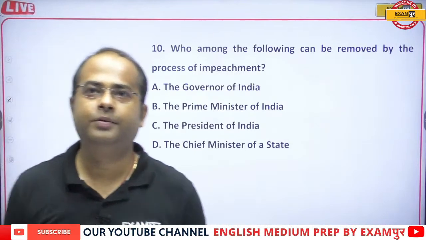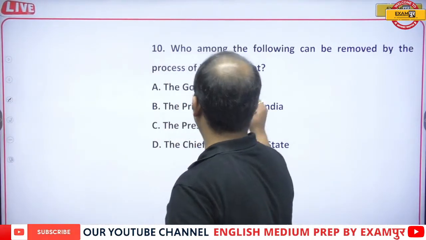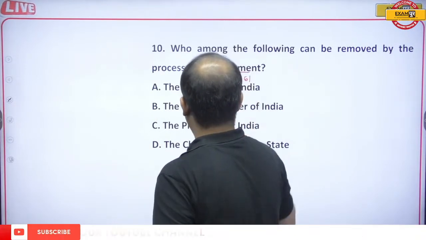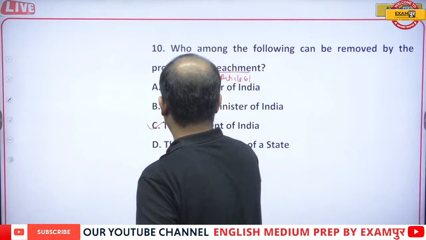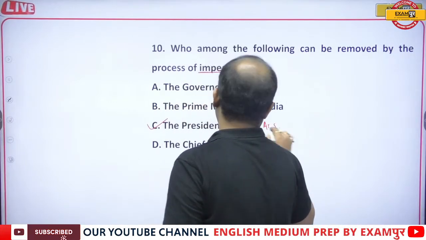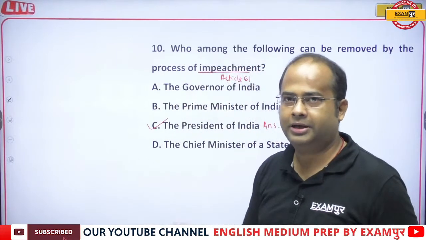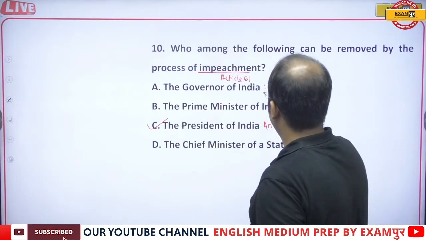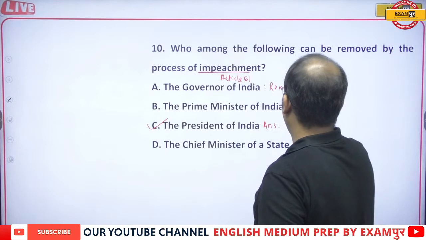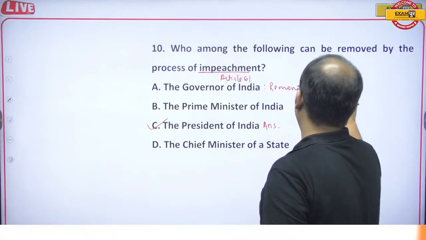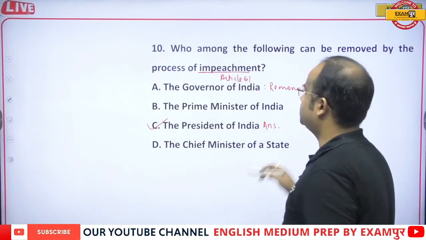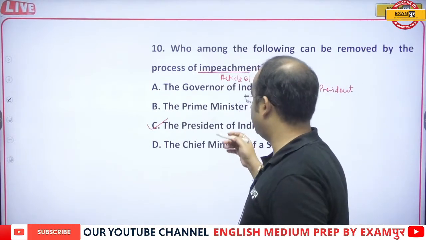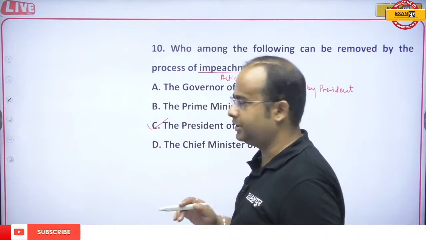So that is removed by the process of impeachment. Impeachment is defined in Article 61, and that is none other than the President of India. So the President of India is only impeached, others are removed. The Governor, guys, is removed by the President as he works up to the pleasure of the President. The Chief Minister can be removed by the Governor. The Prime Minister can be removed by the President, in fact.